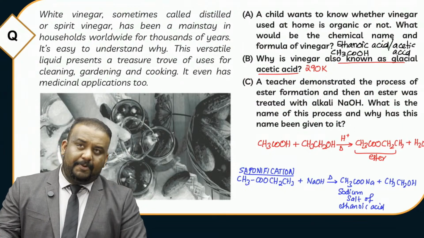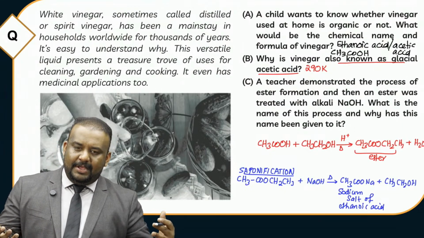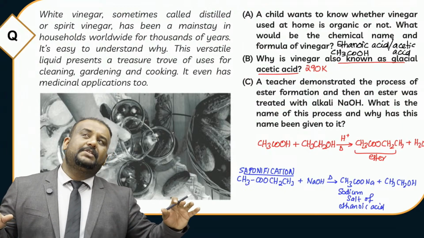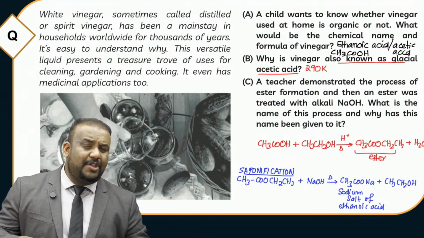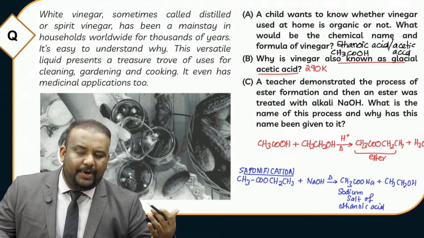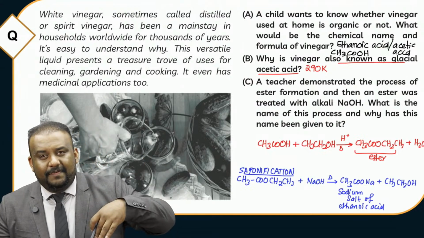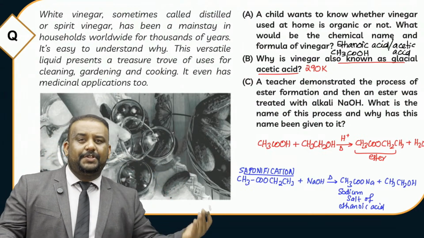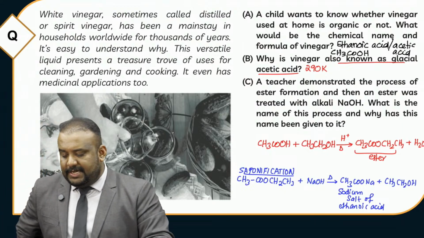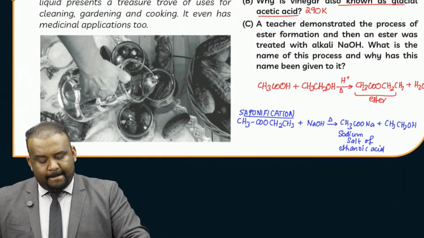Esterification is the process of making esters. The same esters, when you break down in the presence of sodium hydroxide or potassium hydroxide, you will get sodium salt of carboxylic acid or potassium salt of carboxylic acid, which is used in the preparation of soaps. Clear? Right.